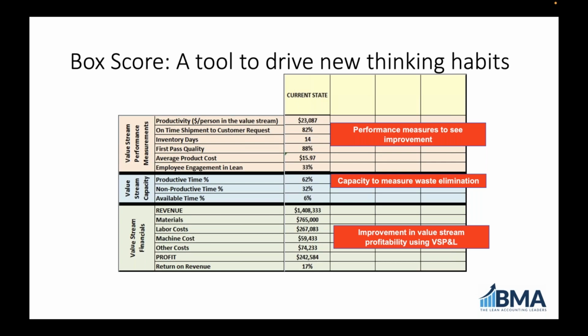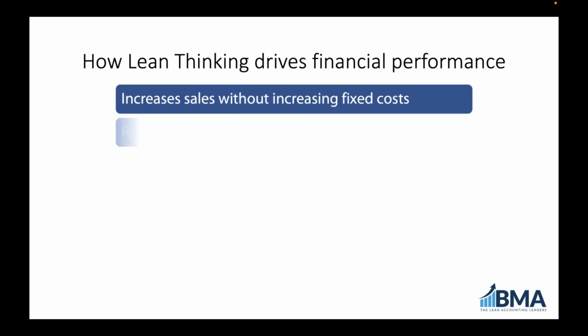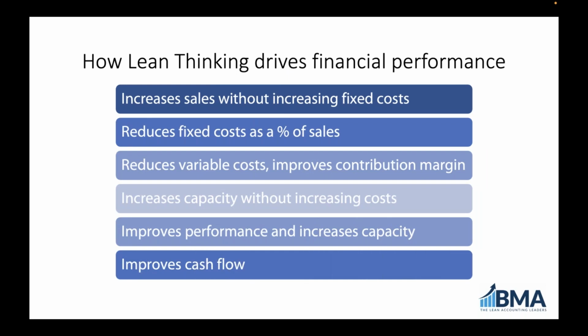So you have the box score being a tool, you sort of have to look at every line item in the box score and say, okay, here's the current state number. If we make this decision, what does the future state number look like? Is there a change or not? So it naturally drives this type of thinking. And what you get out of it is a more accurate financial analysis in terms of what will happen in a business decision.